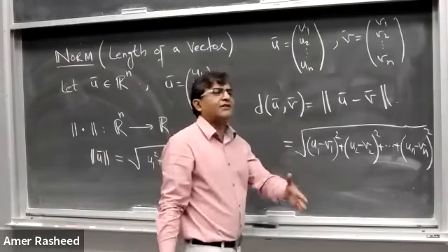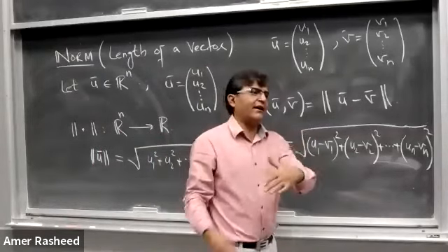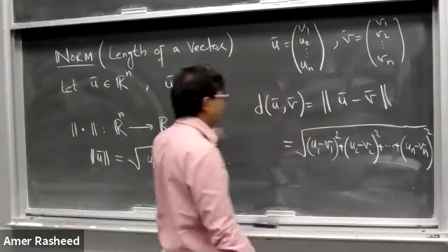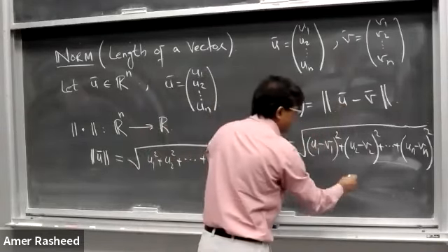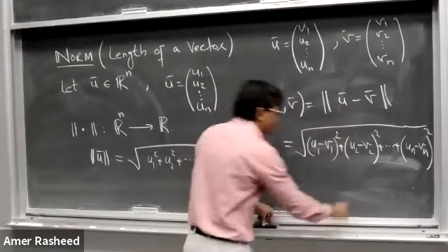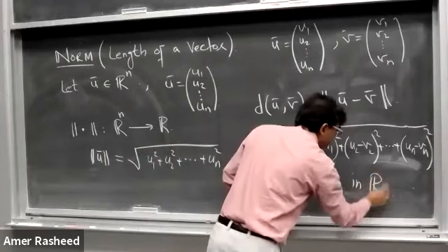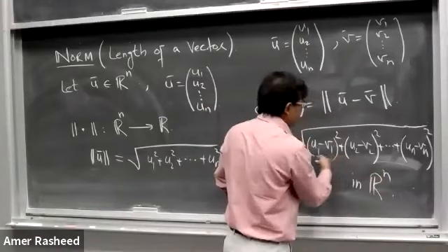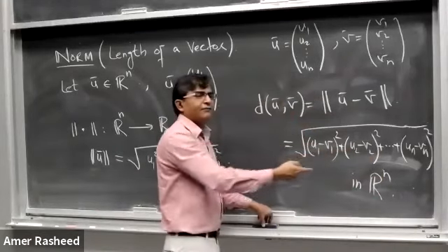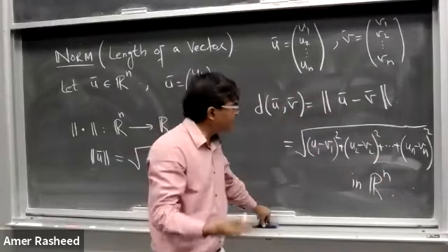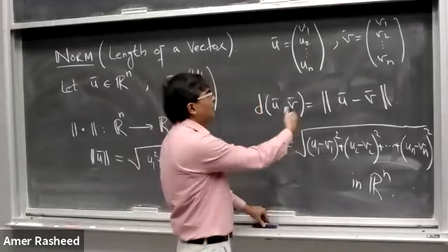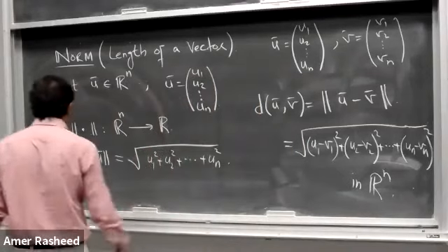Okay, (x1 minus y1) whole square, (x2 minus y2) whole square. So this is the generalization of that distance in Rn. Now this is basically the distance formula in Rn. If n is 3, then it is (u1 minus v1) whole square plus (u2 minus v2) whole square plus (u3 minus v3) whole square. So this is how we can compute the distance.